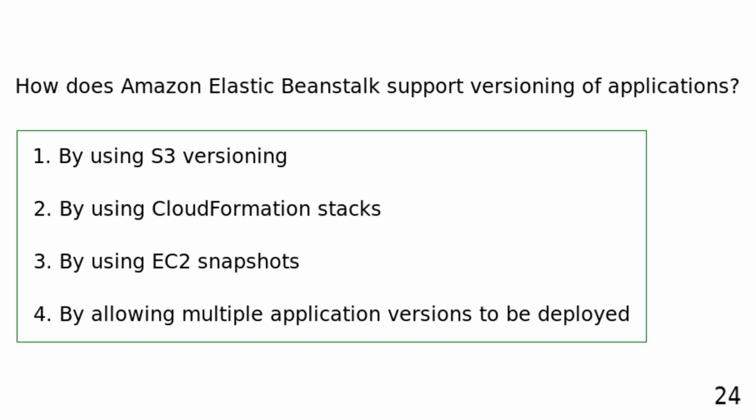How does Amazon Elastic Beanstalk support versioning of applications? By using S3 versioning. By using CloudFormation stacks. By using EC2 snapshots. By allowing multiple application versions to be deployed.